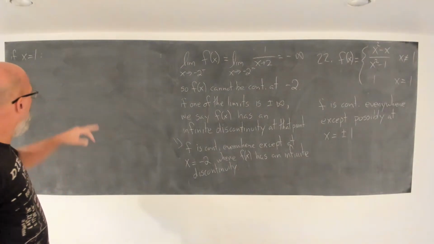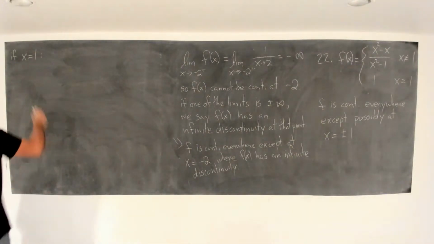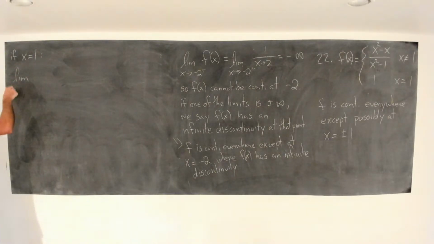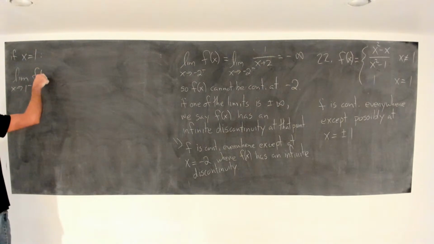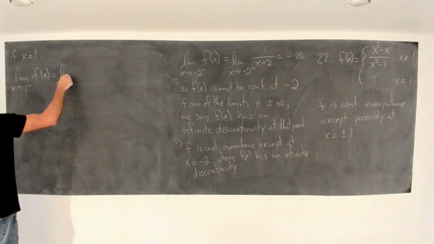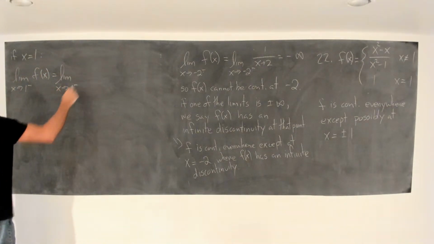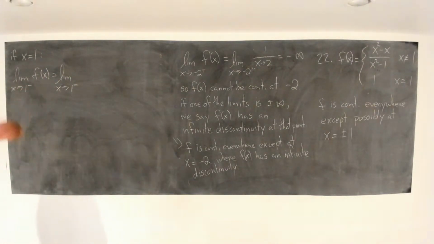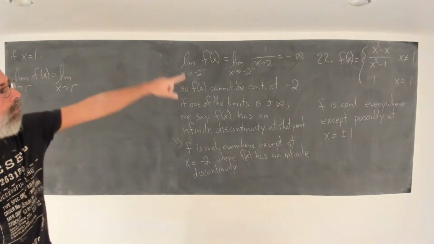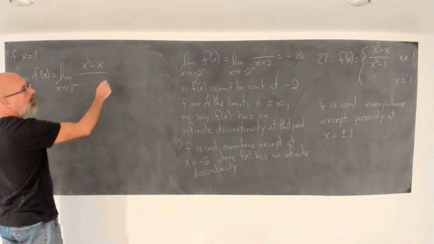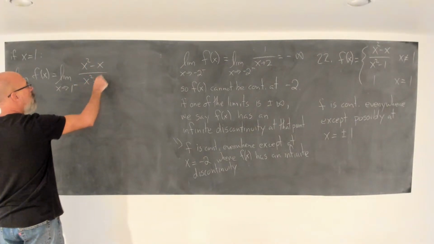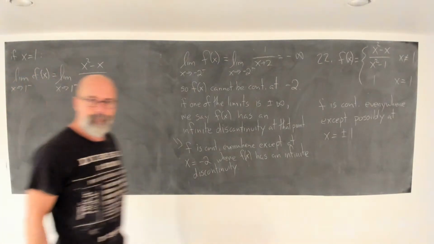So what is happening at 1? We're going to look at the limit as x goes to 1 from the left of your function. And for values less than 1, what is the function? The function is x squared minus x over x squared minus 1.